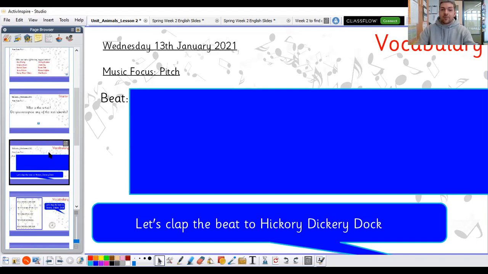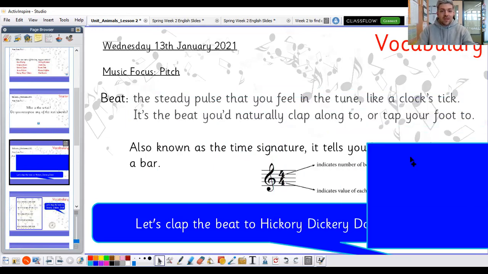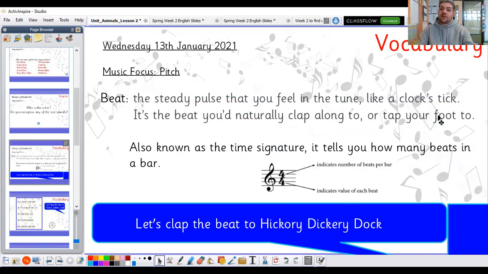Okay, we're just going to have a recap of our music vocabulary that we've been learning. So the first one then is beat. Have a little think to yourself, what does beat mean? So beat is the steady pulse that you feel in the tune, and it's a bit like a clock's tick. Okay, so it's always really consistent, always stays the same. And it's the beat that you'd naturally clap along to or tap your foot to, or you might nod your head like I'm doing now.